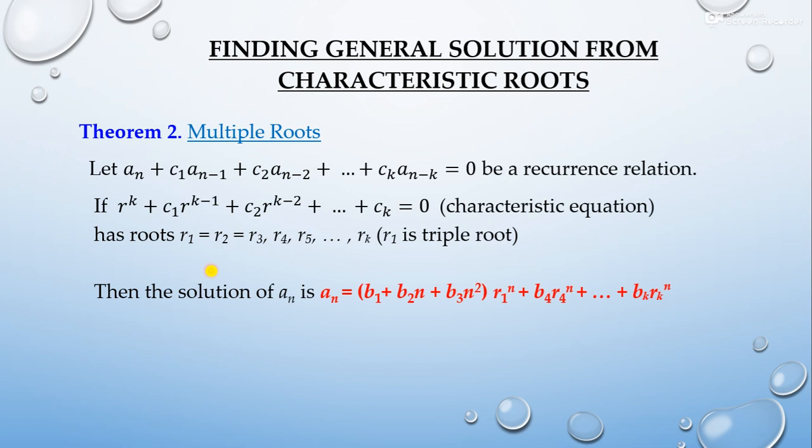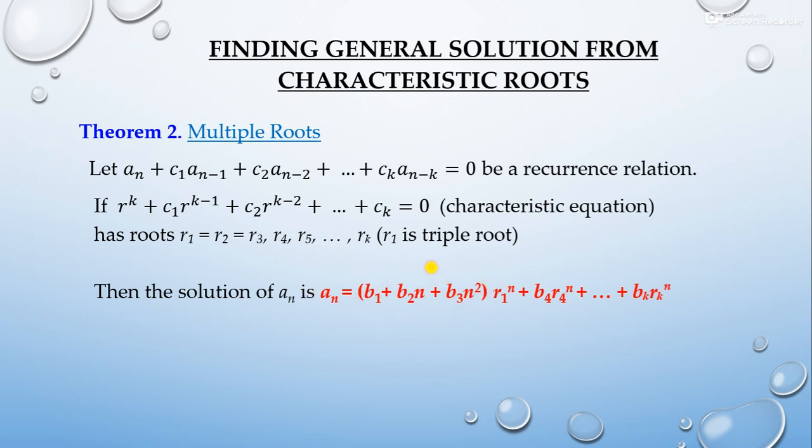For the recurrence relation solution a_n, because you have three roots equal, you have to write b1 plus b2 n plus b3 n square, times r1 raised to the power n, and for the roots that are different, you write b4 r4^n plus b5 r5^n plus bk rk^n, right?